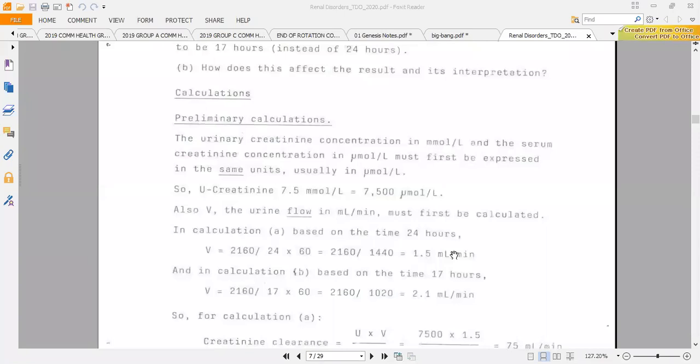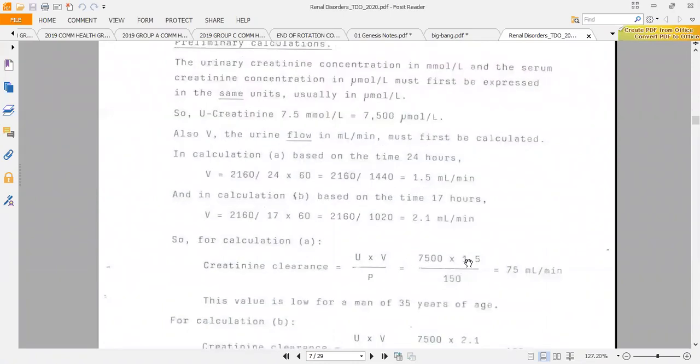After getting this urine flow rate, I just multiply it by the urine concentration, then divide by 150. That will give me the creatinine clearance.